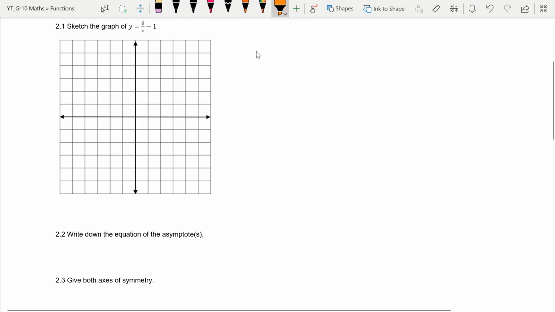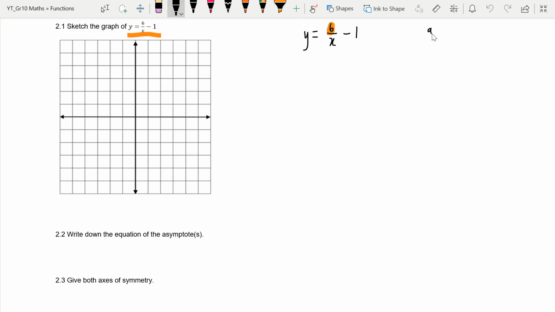Second question. Sketch the graph of y is equal to 6 over x, take away 1. All right, there we can see that our A value is positive 6, and there we can see that our Q value is negative 1. Remember, the Q value gives us our asymptote. It moved 1 down, so we can immediately put that in.